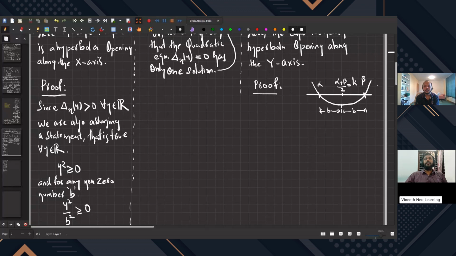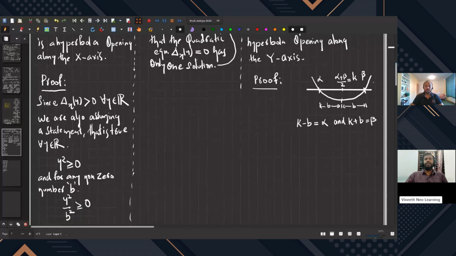So we can write k minus b equals alpha, and k plus b equals beta. What is the condition here? y is less than or equal to alpha, so y should be less than or equal to k minus b, and y should be greater than or equal to k plus b.